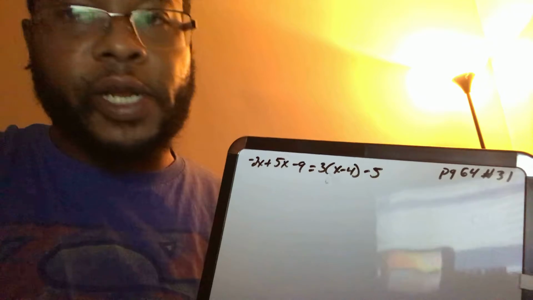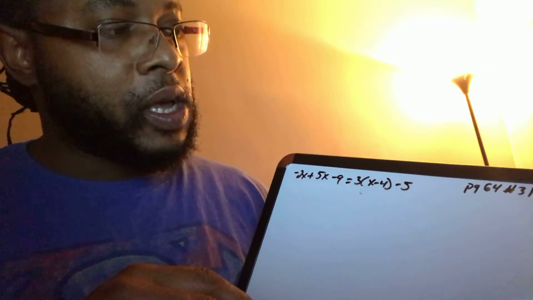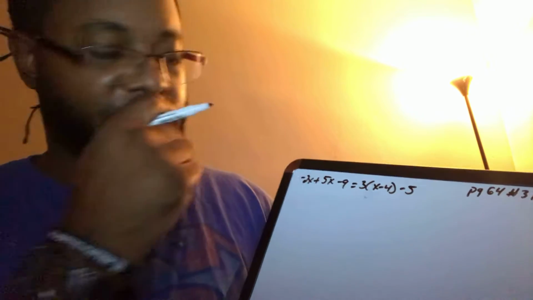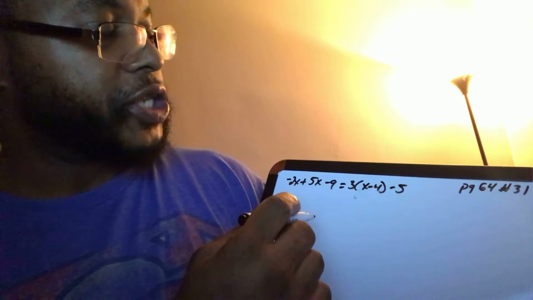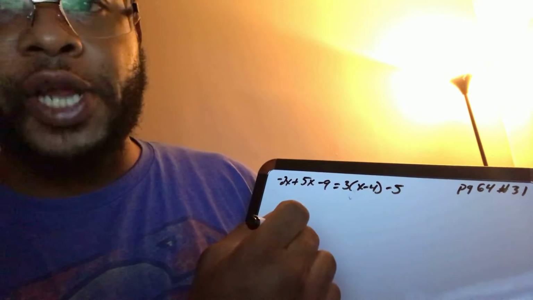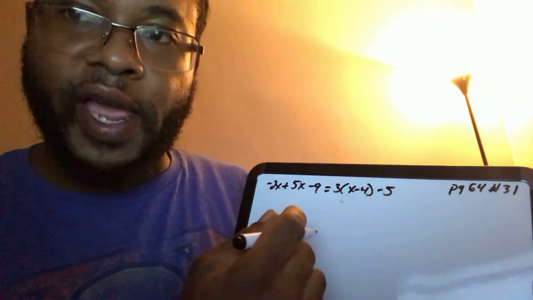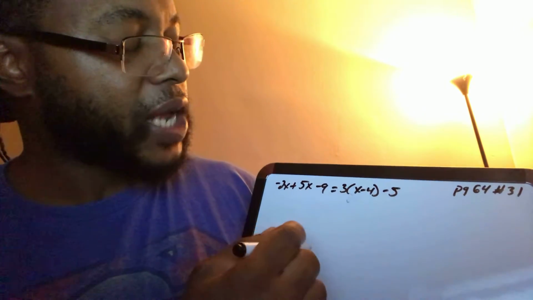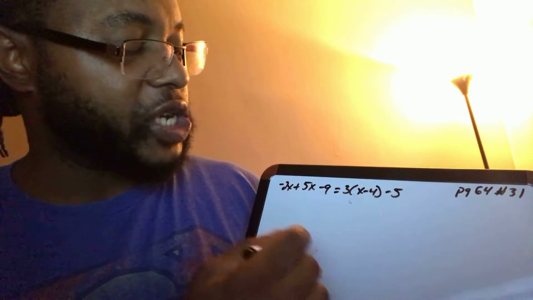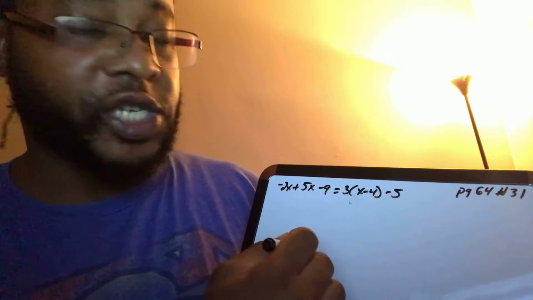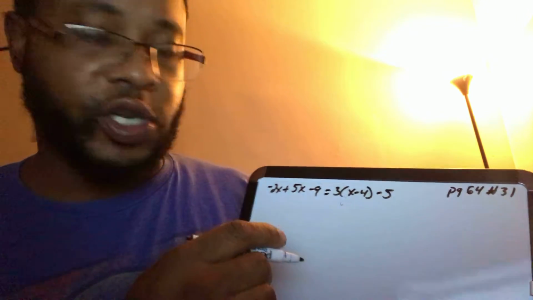I have two problems here that I'm going to work out. This first one is on page 64, problem number 31 in our math link. In this particular equation, what we need to do is simplify the equation and ultimately get the value for x. Once we find the value for x, we can check the problem by inserting whatever x equals into the initial equation to see if it is a true statement or if it's a contradiction.